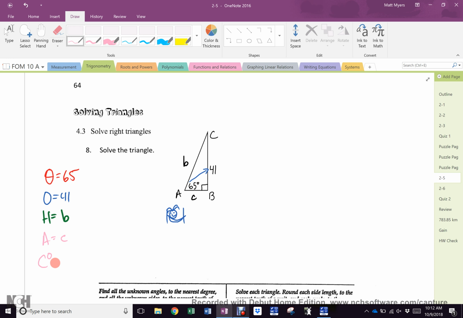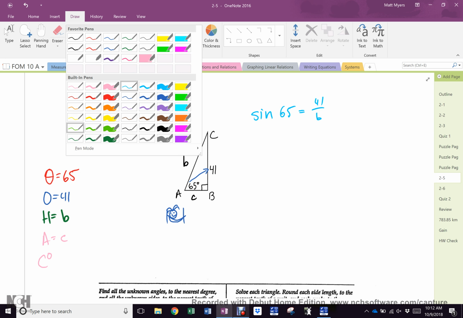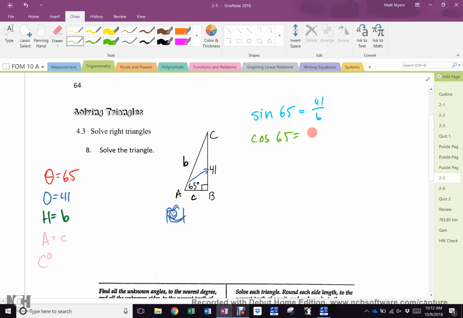Now I need to make decisions. What could I do right now? I could do sine, and I would use 65, opposite 41 over lil b. Could I do that? Excellent. What else could I do? I could do cos 65 is lil... I can't do cos right now. Why? I would need to do sine first. So what can I do right now? I could do tan 65, and that would equal what? 41 over lil c.